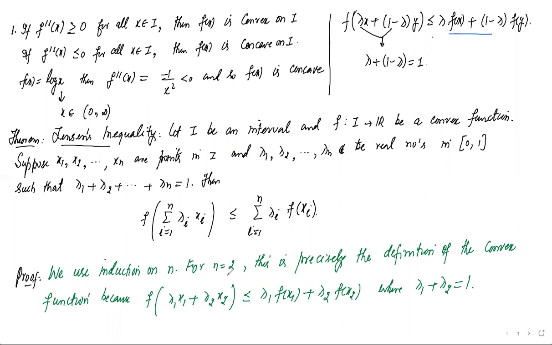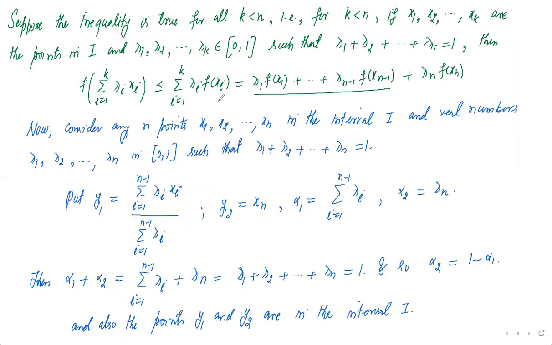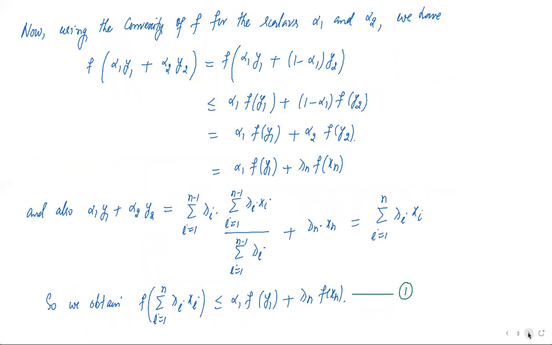And we used induction for the proof of this theorem. For n equal to 2, the result is true by the definition of the convexity of the function f. And then we assumed the result is true for all natural numbers which are less than n. And then we proved the result directly for the natural number n.